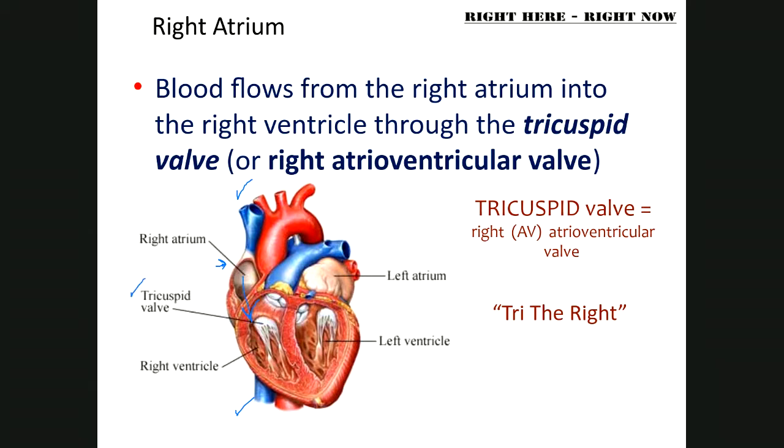So another name for the tricuspid valve is the right atrioventricular valve, because it's on the right side. Make sure you know both. A mnemonic I like is "try the right." So the tricuspid valve is also called the right atrioventricular valve.